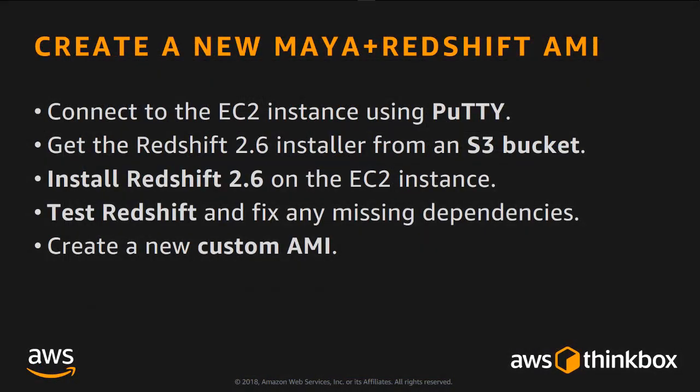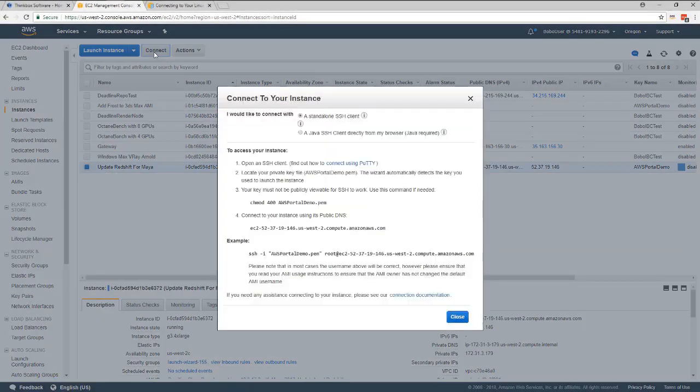We can use this file to actually connect using PuTTY, and then we'll get the Redshift installer. We'll install it on the instance. We'll fix any missing dependencies, and we'll launch a custom AMI creation out of that instance.